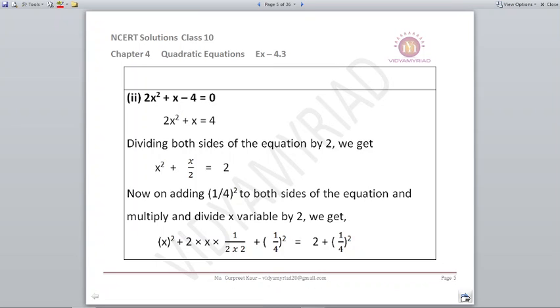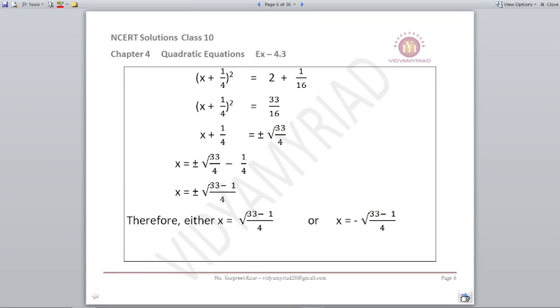Now I can rewrite my equation. This becomes x plus 1 upon 4 the whole square is equal to 2 plus 1 upon 16. We will solve this. It becomes 33 upon 16. I need to remove the square from my left hand side, so x plus 1 upon 4 is equal to plus minus of square root of 33 upon 4.